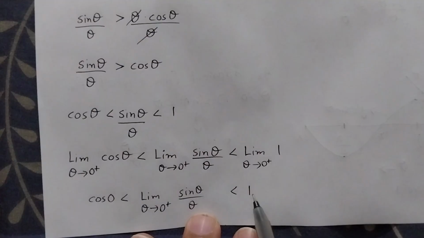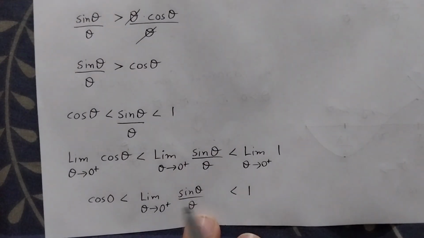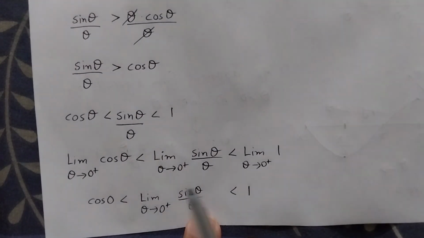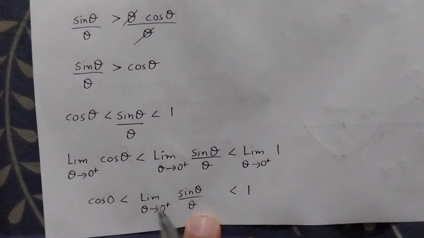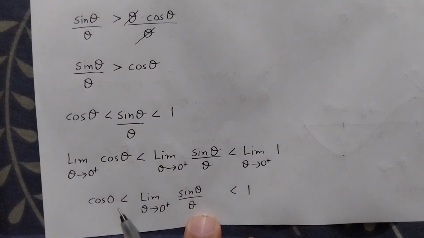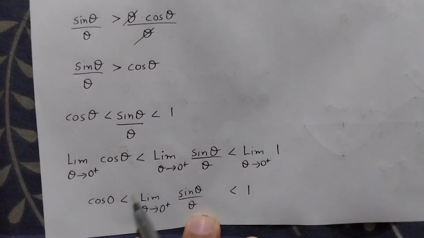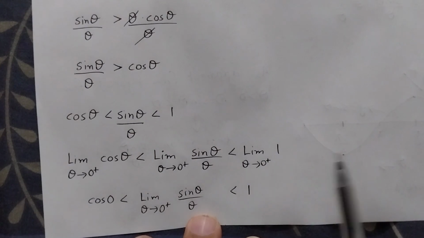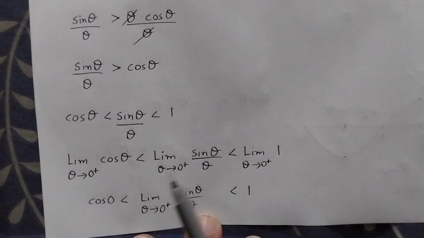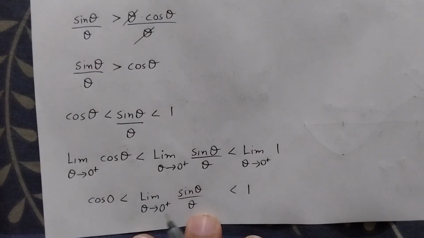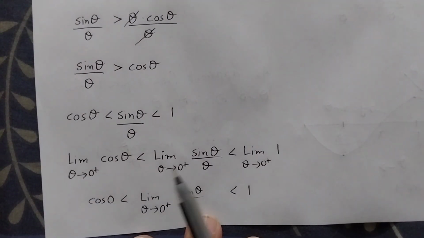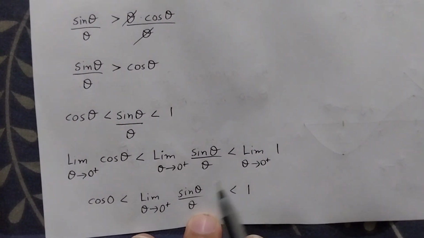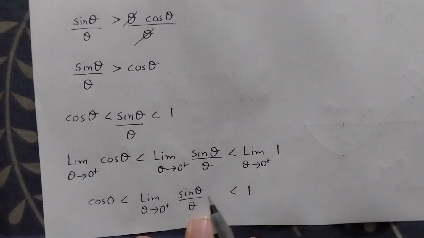We have 1 on the other side, so that means that what we were looking for, our desired limit, is sandwiched between these two things, and both of those things are 1. They are approaching the same value. So sine theta over theta will also be approaching the same value because it is sandwiched between those two things.